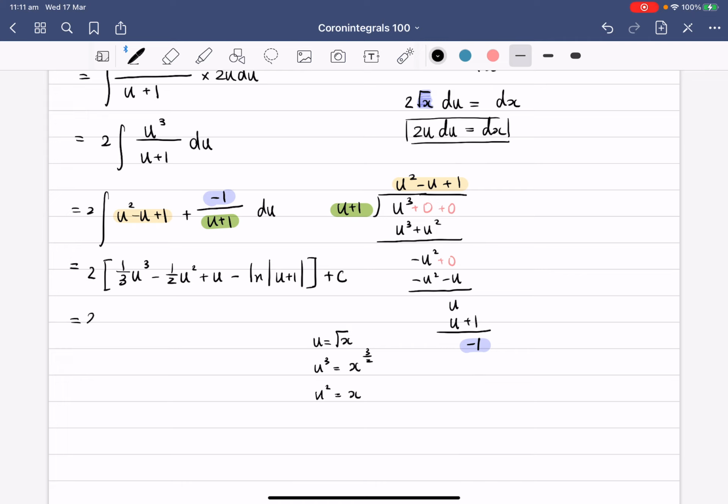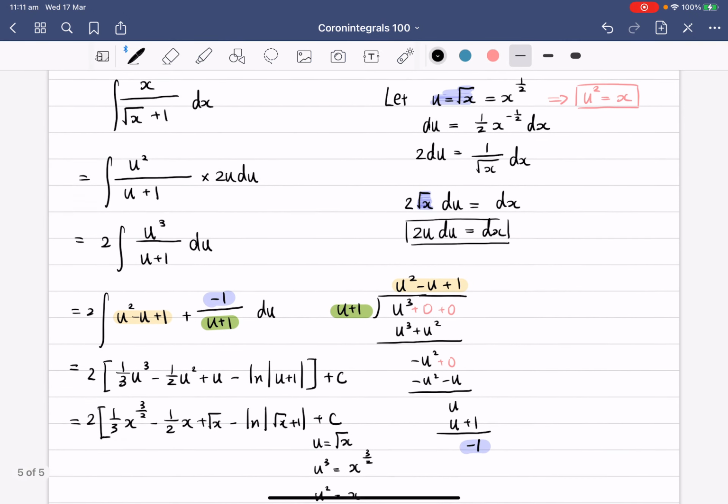All right, so that means here we've got 1/3 u to the power 3, which is x to the power 3 on 2, minus half u squared, and that's just x, and plus the square root of x, minus ln absolute value of square root of x plus 1, plus c. That becomes the final answer to this question there.